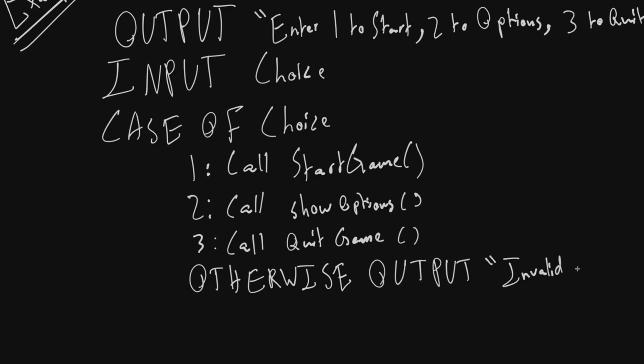In case choice was not 1 or 2 or 3, we're outputting invalid selection. And then we're going to end case. And this is an example of the correct syntax for the case statement in IGCSE Computer Science.